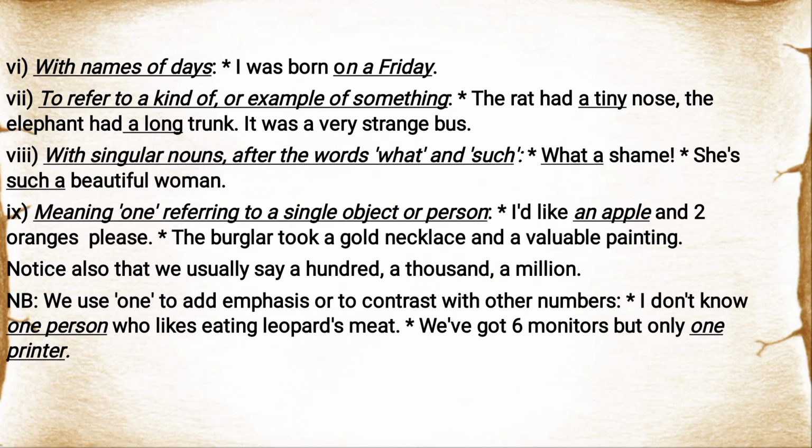9. Meaning one, referring to a single object or person. Examples: I'd like an apple and 2 oranges please. The burglar took a gold necklace and a valuable painting. Notice also that we usually say a hundred, a thousand, a million. NB: we use one to add emphasis or to contrast with other numbers. Examples: I don't know one person who likes eating leopard's meat. We've got 6 monitors but only 1 printer.